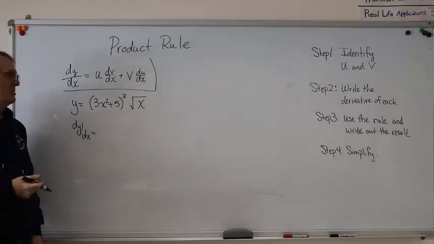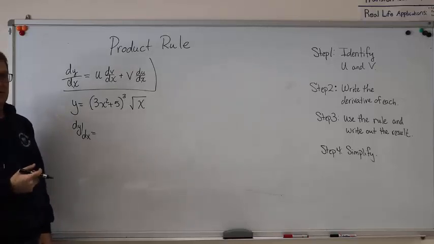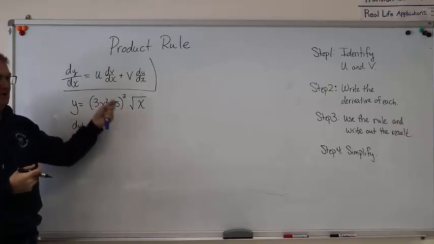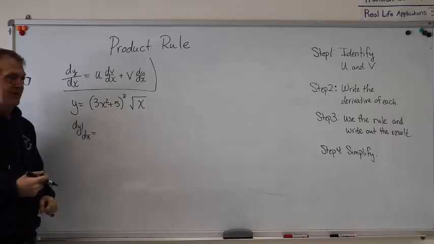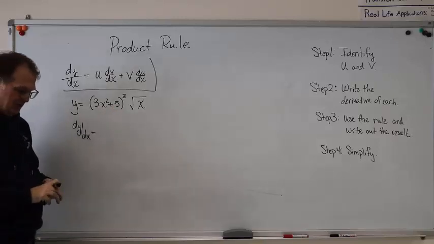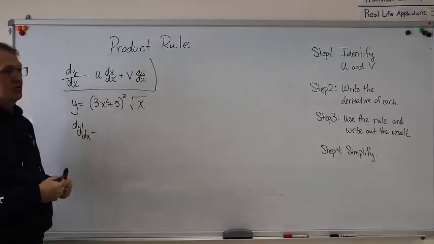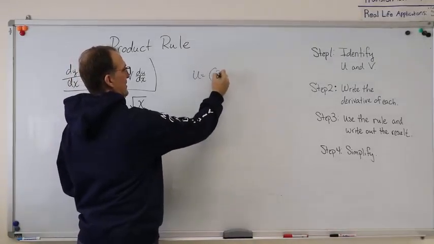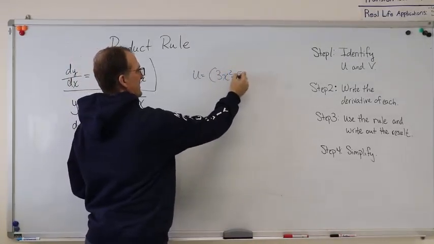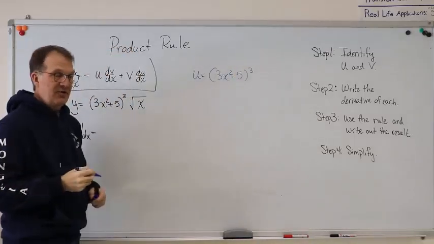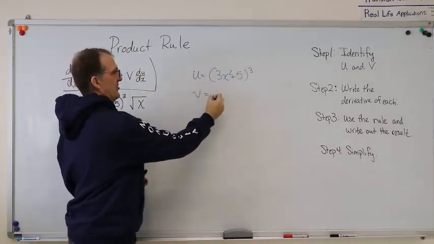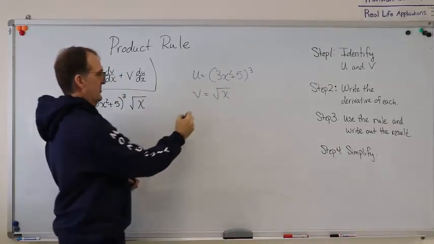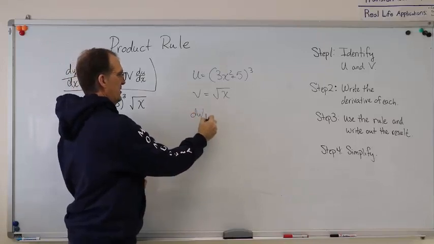So we're asked to look at a little more complicated question using the product rule. And so we have (3x squared plus 5) to the power of 3 times the square root of x. And once again, step one, you want to identify your u and v functions. And so u, we have (3x squared plus 5) to the third power, and v is just the square root of x. And the derivative of u over x.